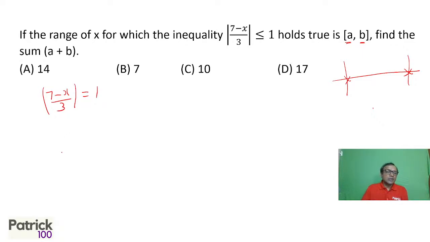I'll give you time. So |7 minus x| upon 3 equals 1. You can take two cases. When you open the modulus, it becomes (7 minus x) upon 3 equal to plus 1, and (7 minus x) upon 3 equal to minus 1. Remember, the mod sign means everything inside it becomes positive, so when you take two cases, it can become plus 1 or minus 1. Two possibilities.